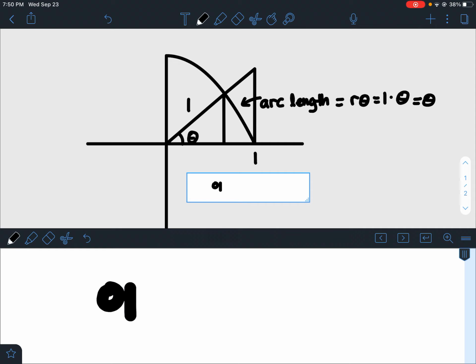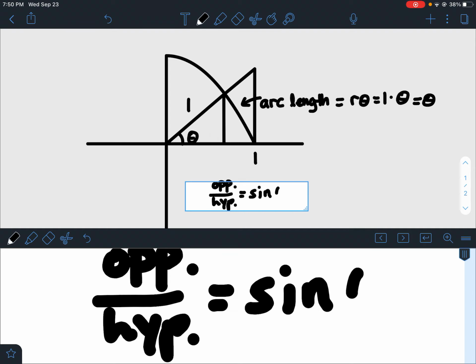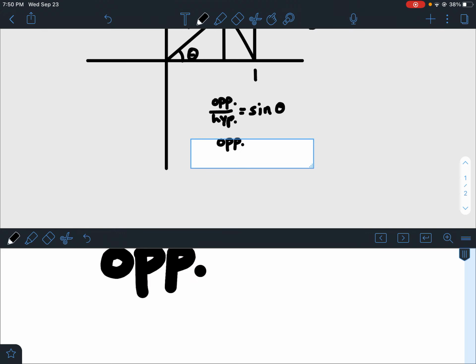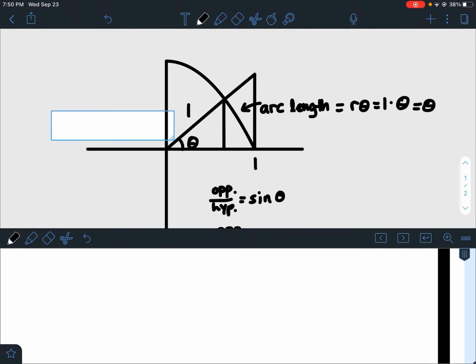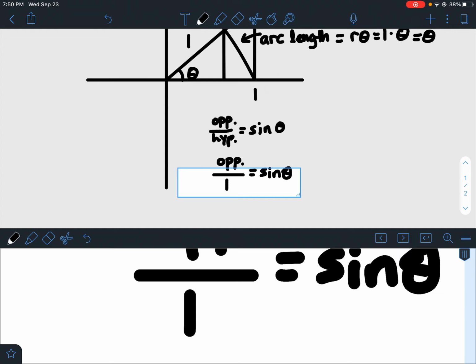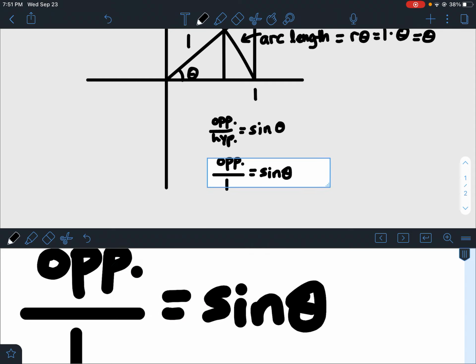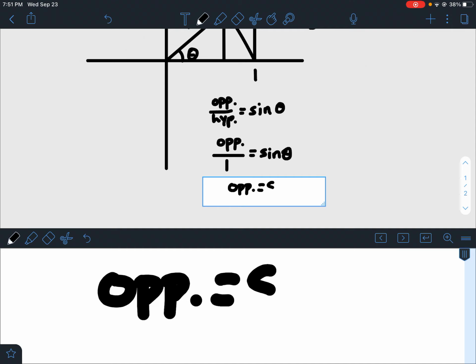Basically, opposite over hypotenuse is equal to the sine of theta. And we know that the hypotenuse is 1. The reason the hypotenuse is 1 is because it says it's 1 right there. So 1 over 1, which is equal to sine of theta. And so we know that the opposite is equal to the sine of theta.